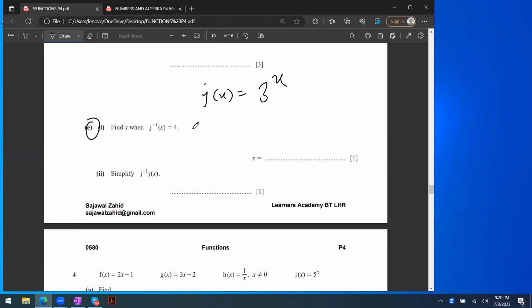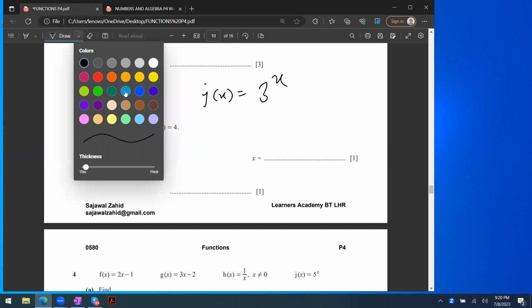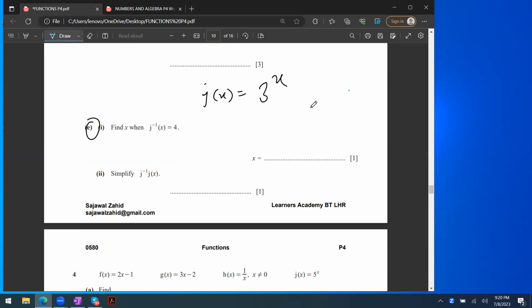All right. Can anyone tell me the answer for this? Anyone figured it out? Again, it's like the same table part. You can try. You have x and you have j of x. When x is 1, j of x is 3 raised to power 1, which is 3. When x is 2, j of x is 3 raised to power 2, which is 9. X is 3, 3 raised to power 3 is 27. X is 4, 81.